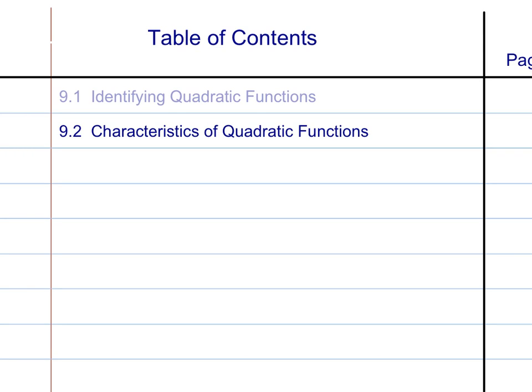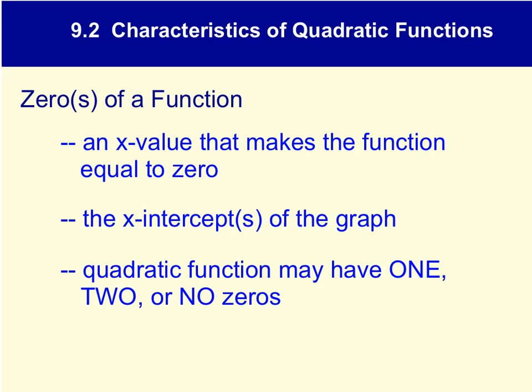All right, lesson 9.2, we're going to learn some different characteristics of our quadratic functions. So let's go ahead and get started. Okay, so our quadratic functions, these parabolas, will all have, or could possibly have, a zero.